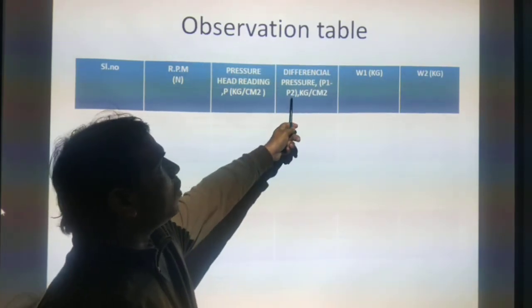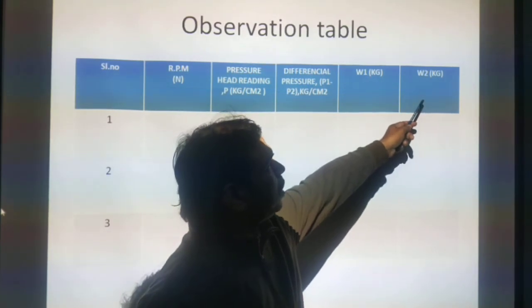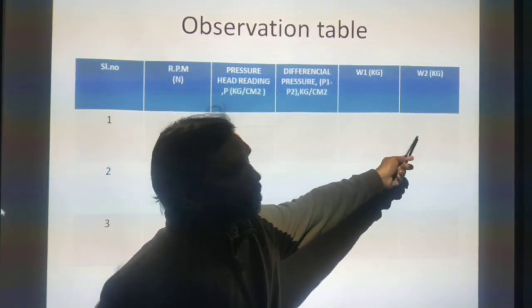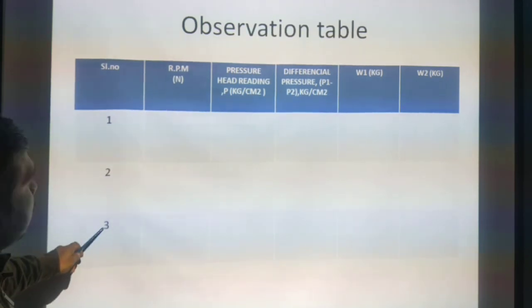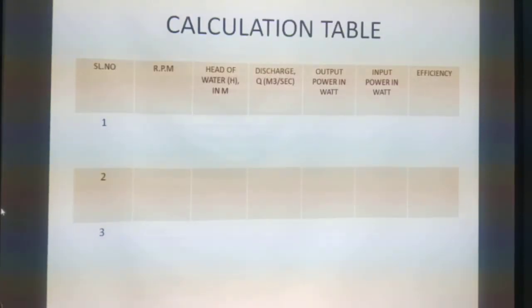P1 at the inlet and P2 at the outlet of the orifice. Next, W1 in kg and W2 in kg. These are the loads you apply through your spring balance. So all these things you observe for the first reading, for the second reading, for the third reading, and you can take as many readings as you want.